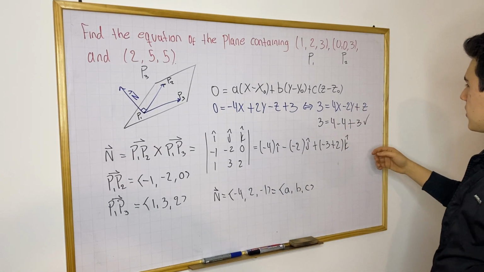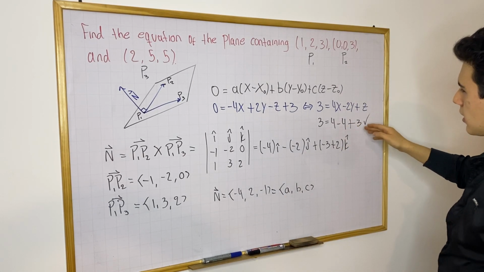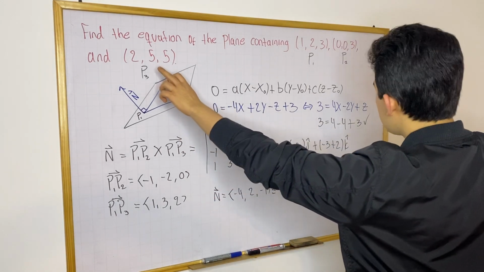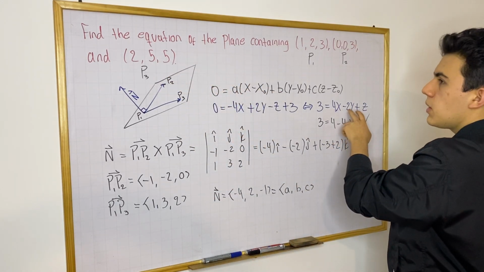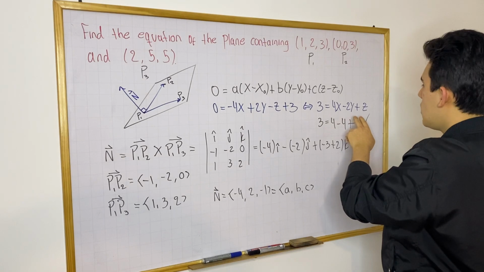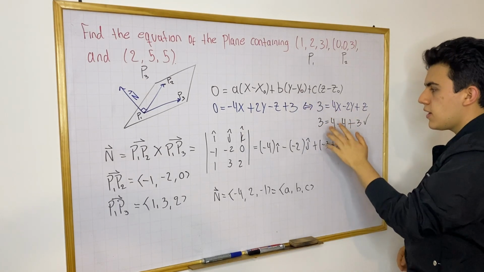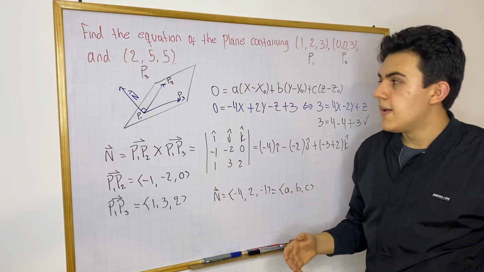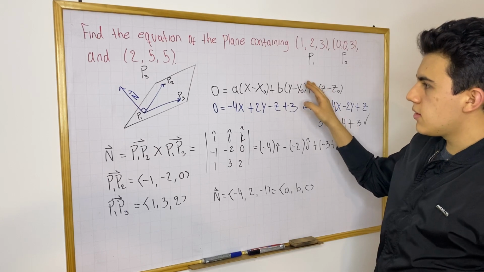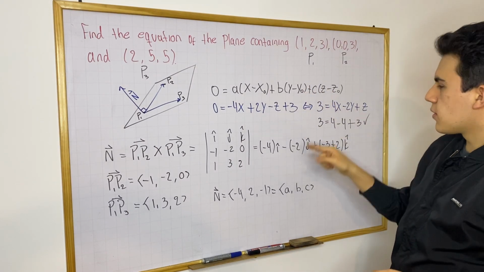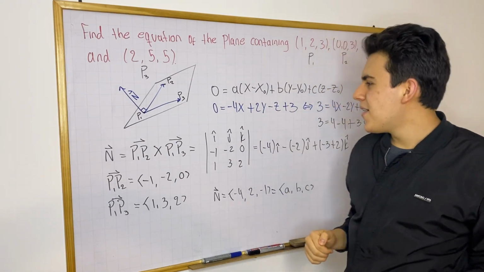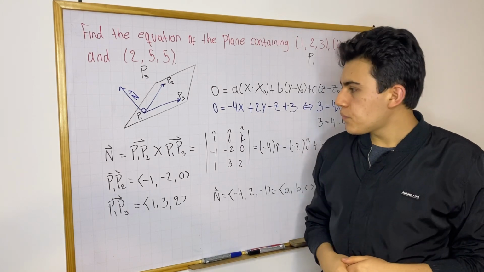And you can also see that if you plug in P2, you also get 3, and if you plug in the last point, you're also going to get 8 minus 10 minus 2 plus 5, that gives you positive 3, okay? So all these points lie within this plane, okay? So we're right.